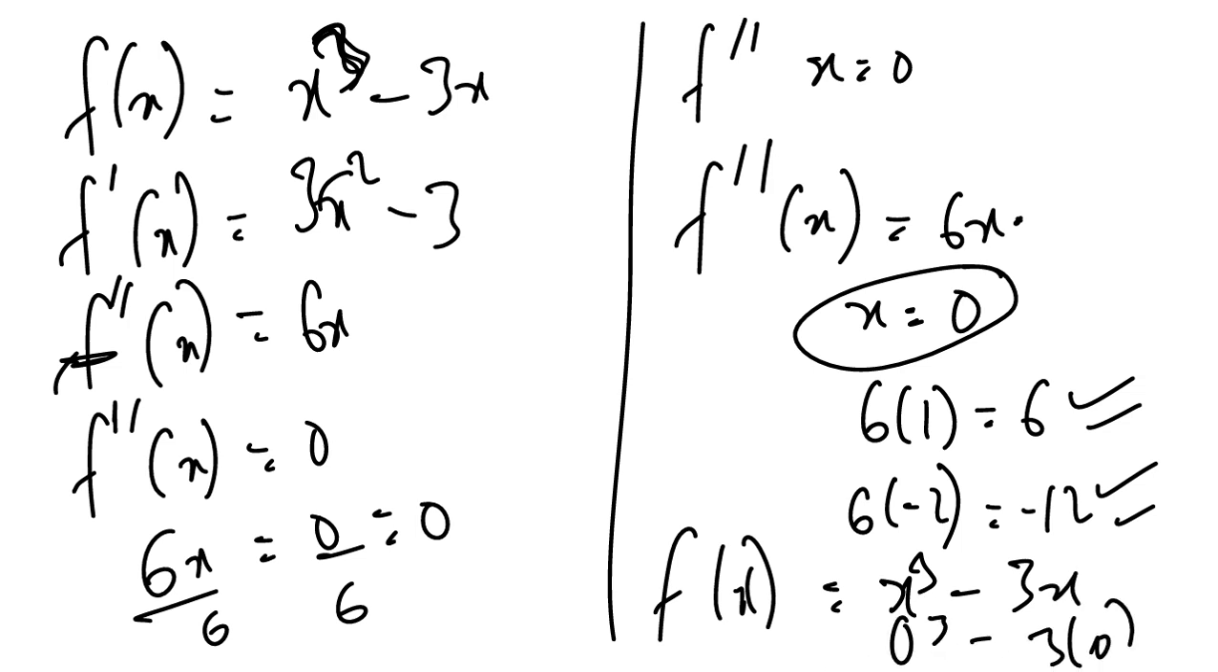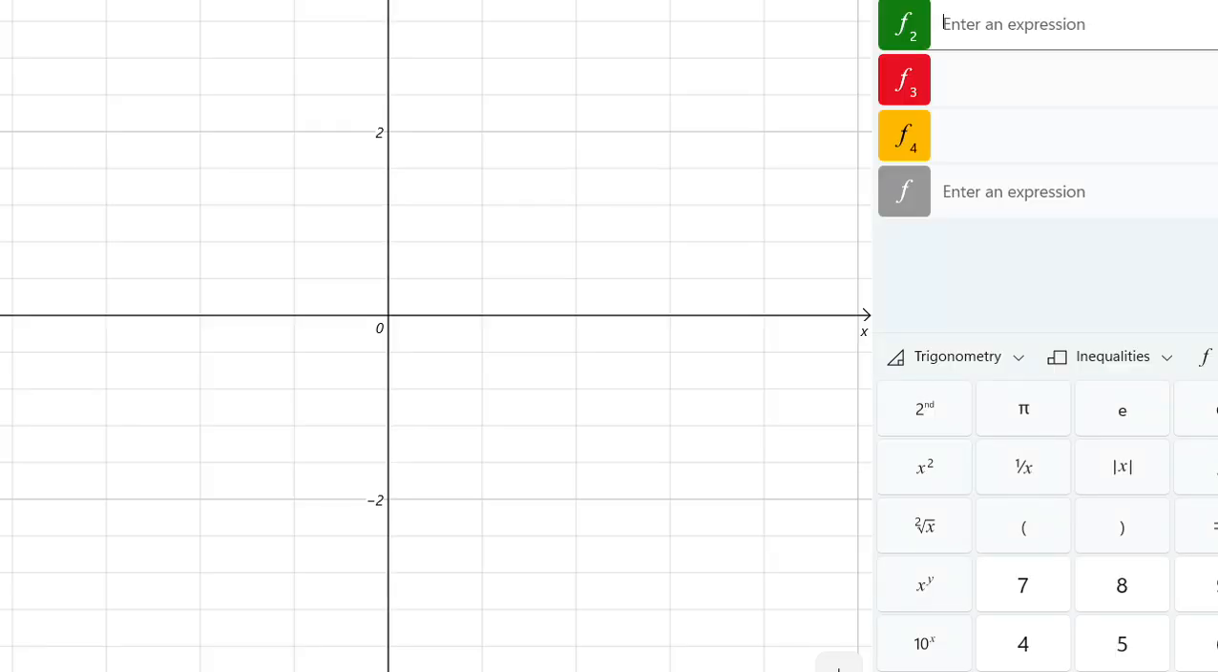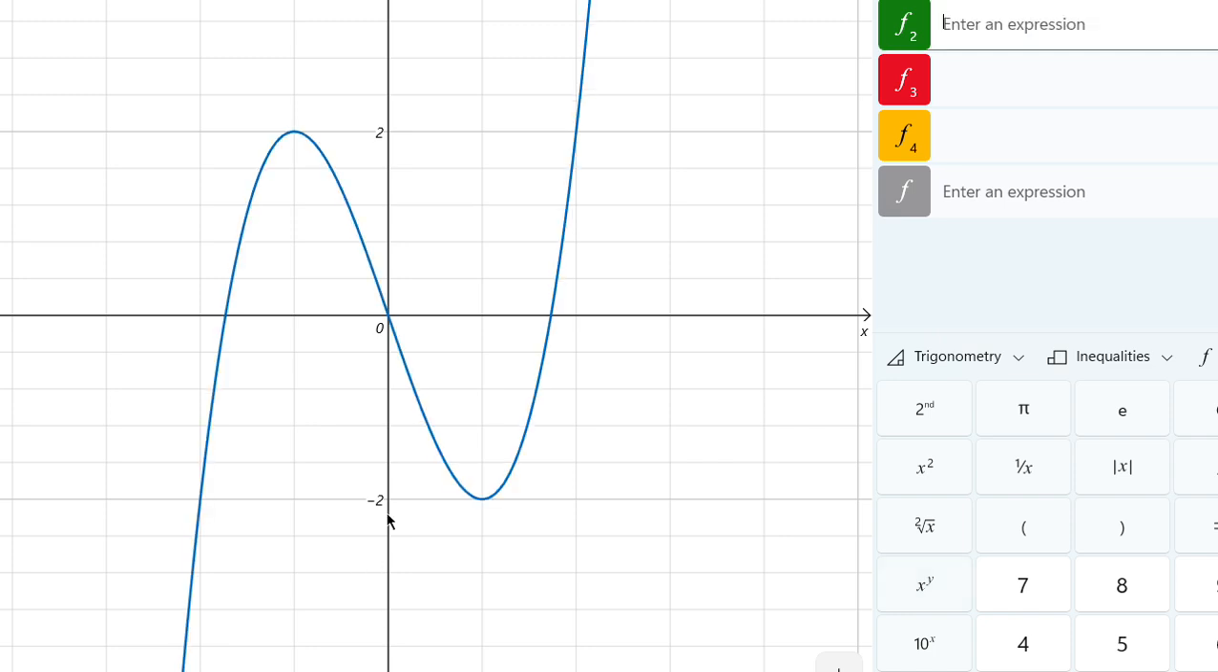And then to visualize this, because I want you to understand, if we visualize x cubed minus 3x on a graph, this is how it looks. So what do you notice here? As we are just moving, concave up, concave up, concave up. So it's at (0, 0) that there was a transition towards concave down.